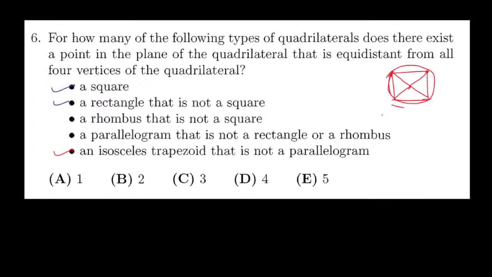Now in case of an isosceles trapezium, one more thing: if the corners are lying on a circle, then the sum of opposite angles is going to be 180. So it is possible in square and rectangle, that is fine.